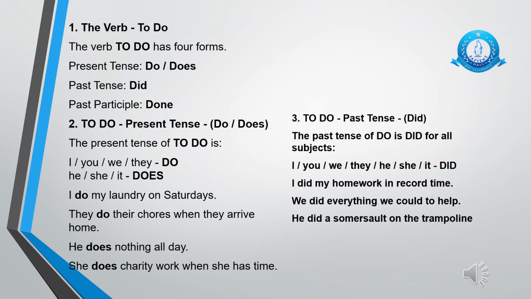Now what is the past tense of to do verb? That's did. The past tense of do is did for all subjects. I, you, we, they, he, she, and it. We will use did with all these forms. I did my homework in record time. We did everything we could to help. He did a somersault on the trampoline.